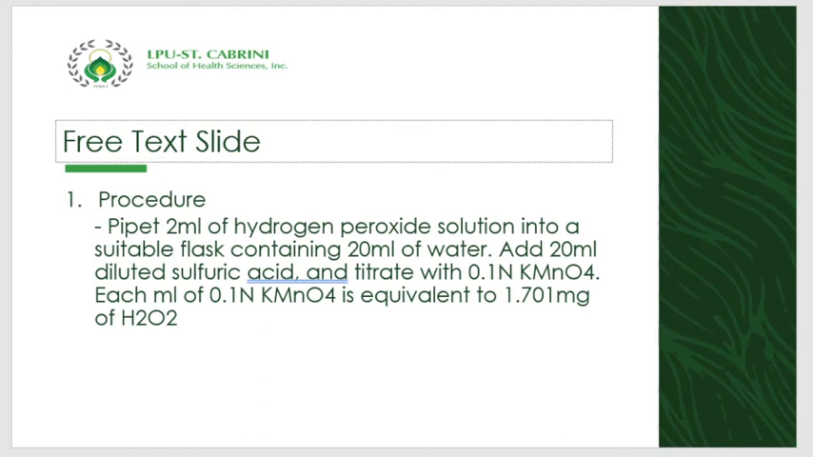So, procedure: pipette 2 ml of your hydrogen peroxide solution into a suitable flask containing 20 ml of water. Add 20 ml of diluted sulfuric acid and titrate with 0.1 N potassium permanganate. So, yung ginawa natin kanina, each ml of 0.1 N potassium permanganate is equivalent to 1.01 milligram of hydrogen peroxide, or your H2O2, or your agua oxinada. So the titration must be conducted in acid solution, okay, to maintain reasonably constant hydrogen ion concentration as explained doon kanina during the standardization ng potassium permanganate, okay?